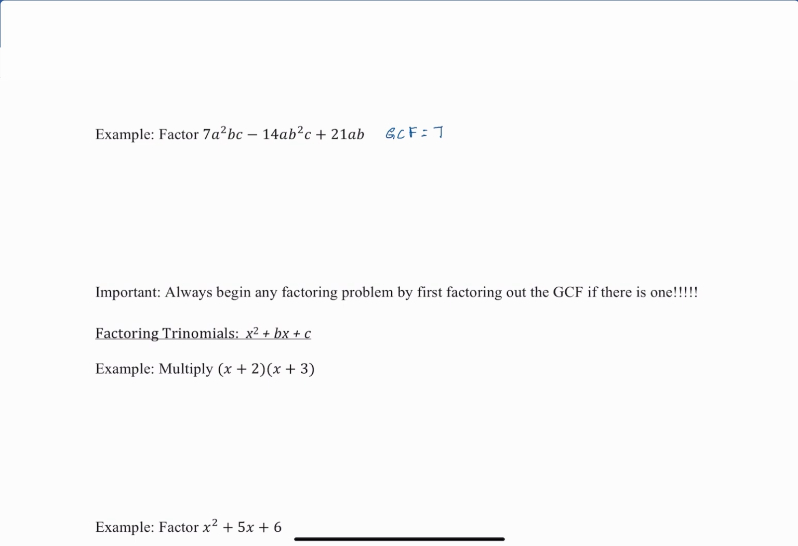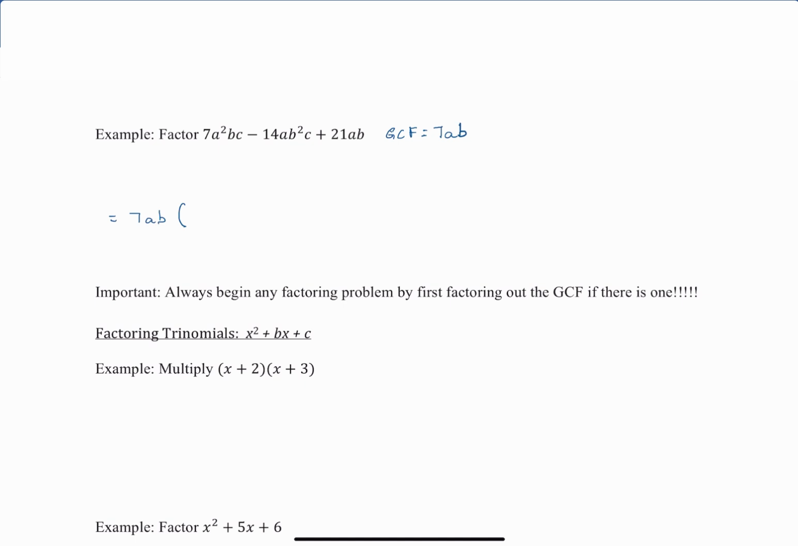And there's an a in our GCF because each term has at least one factor of a. There's a b because each term has at least one factor of b. But there's no c because the last term does not have a c. So, factoring out the GCF, we'll write 7ab, and we'll put the leftover stuff in parentheses.